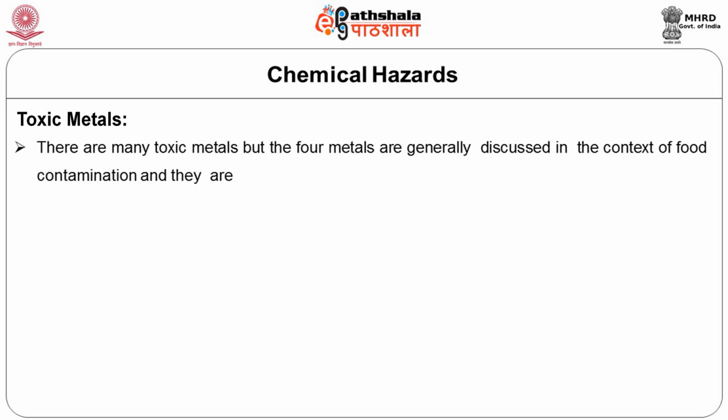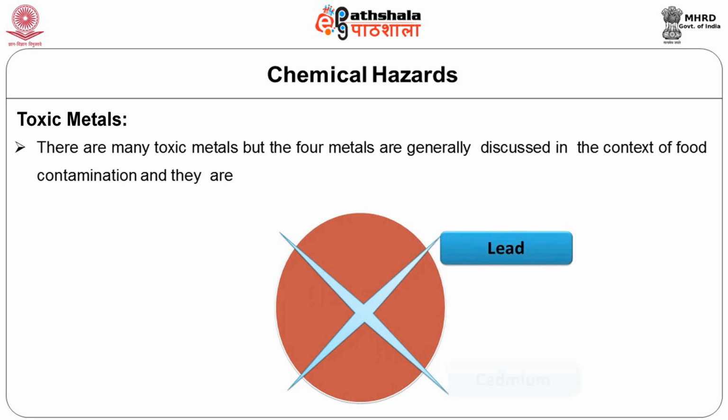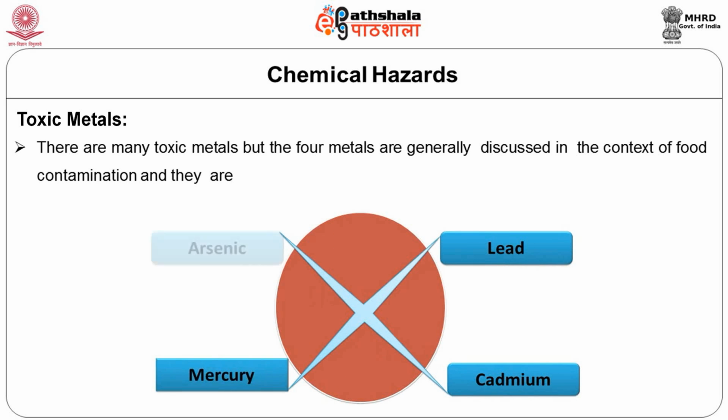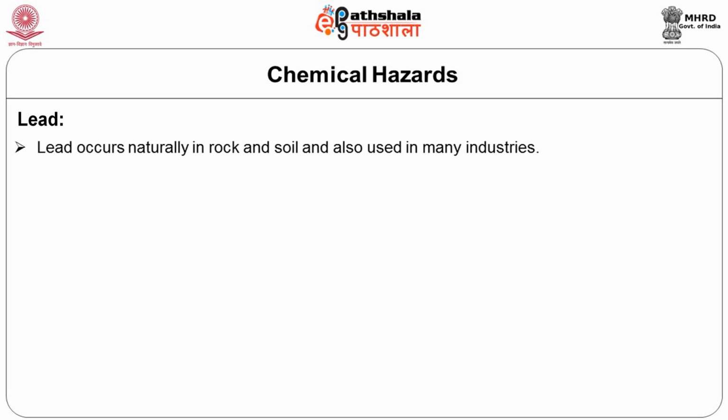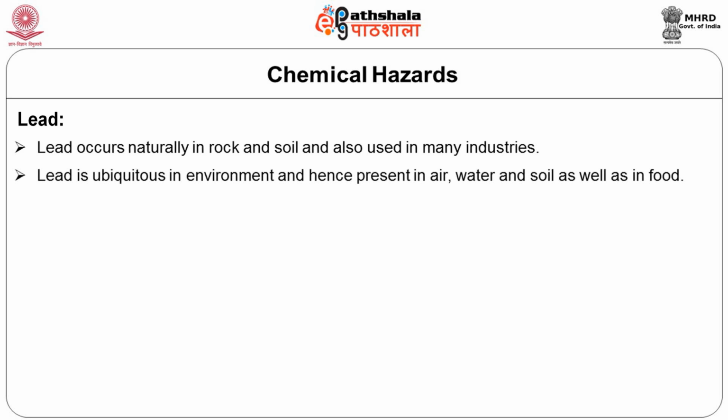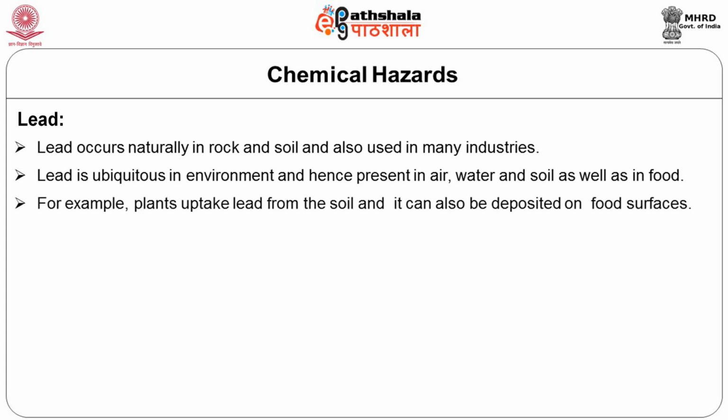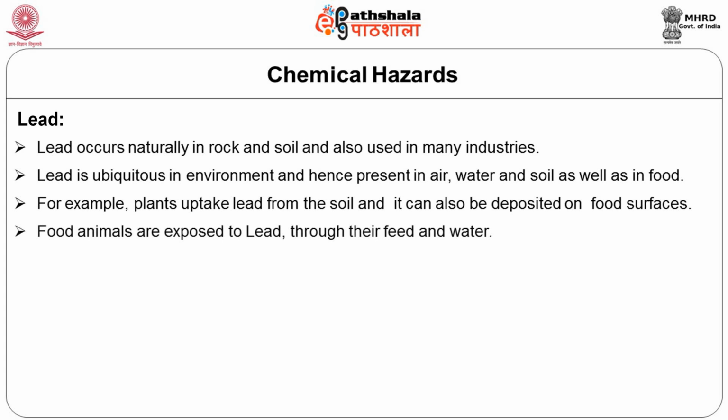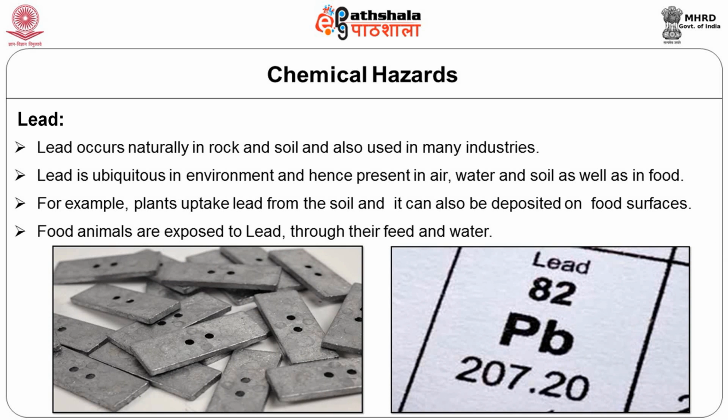There are many toxic metals, but four metals are generally discussed in the context of food contamination, and they are lead, cadmium, mercury and arsenic. So, lead occurs naturally in rock and soil and is also used in many industries. Lead is ubiquitous in the environment and hence present in air, water, soil as well as in food. Lead can enter the food chain through various routes. For example, plants uptake lead from soil and it can also be deposited on food surfaces. Food animals are also exposed to lead through their feed and water.